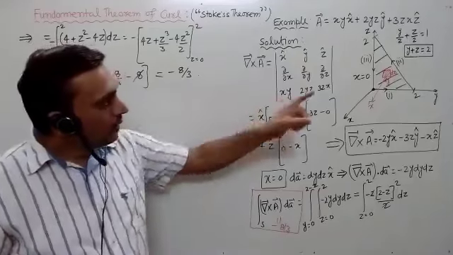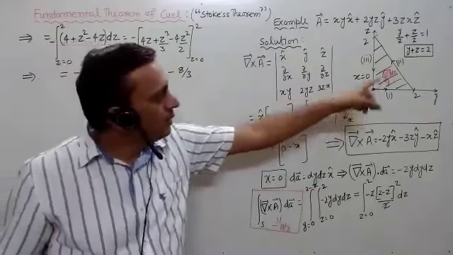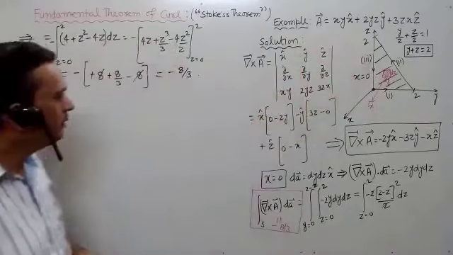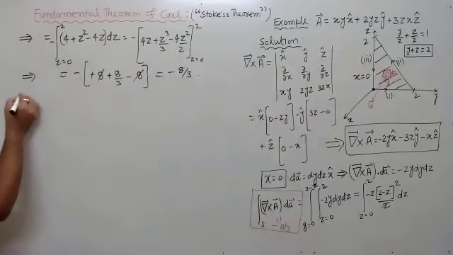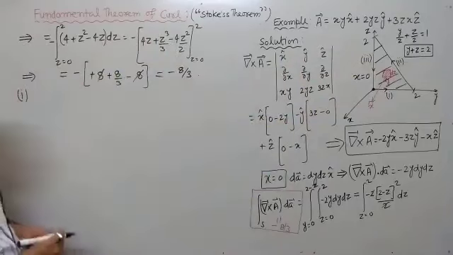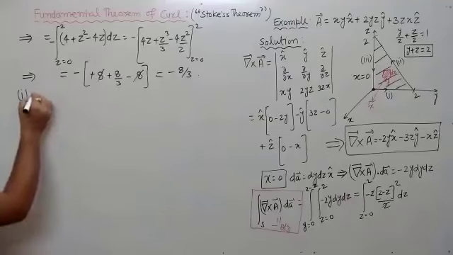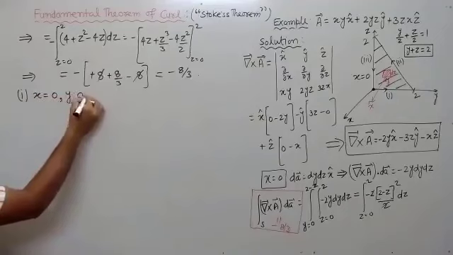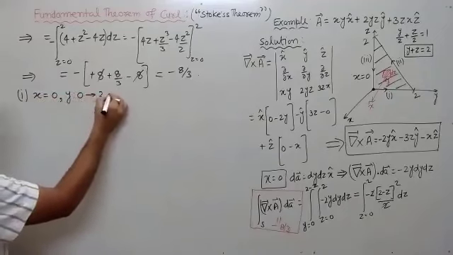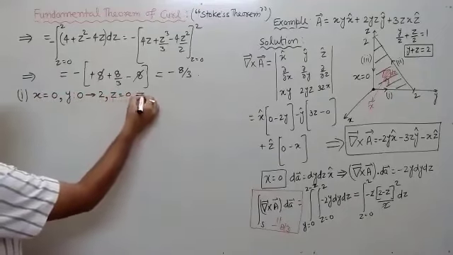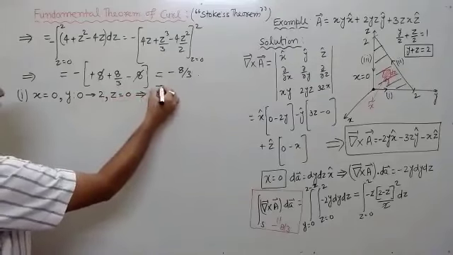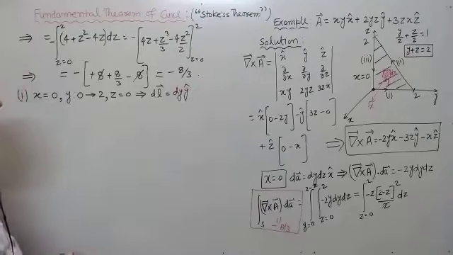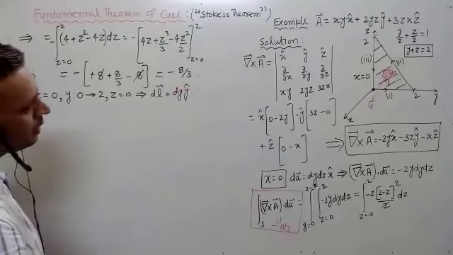Correct it. Now this is surrounded by closed line. So again you have to find segment 1, 2 and 3 line integral. So segment 1: x is equal to 0, y varies from 0 to 2 and z is 0. So dl will be dy y cap.